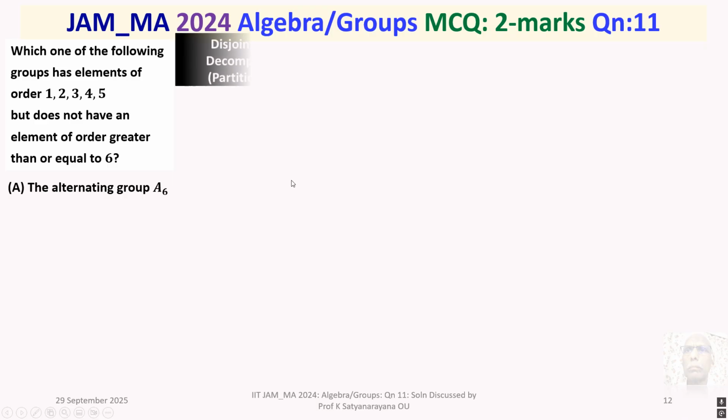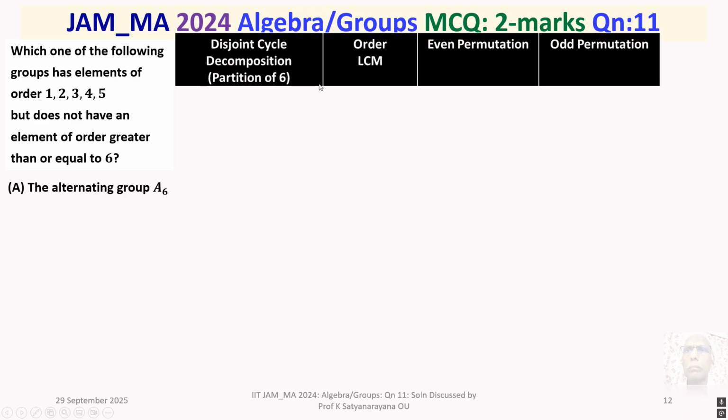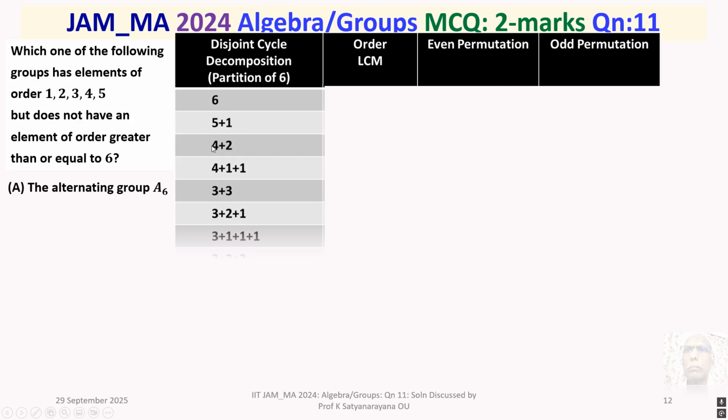Right. Again, we do the same thing: disjoint cycle decomposition, partitions of 6, order, LCM, even order, odd order. Now, we talk about the permutations of S6, then from that we extract the even permutations. They will be the elements of A6. The partitions of 6, I have told you 11 partitions will be there: 6, 5 plus 1, 4 plus 2, 4 plus 1 plus 1, 3 plus 3, 3 plus 2 plus 1, 3 plus 1 plus 1 plus 1, 2 plus 2 plus 2, 2 plus 2 plus 1 plus 1, 2 plus 1 plus 1 plus 1 plus 1, and all 6 ones.